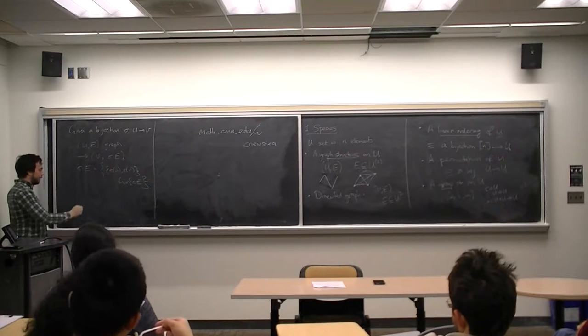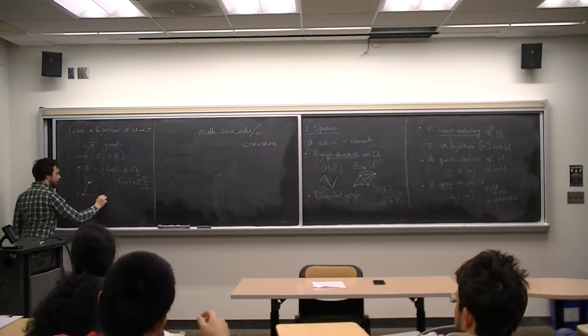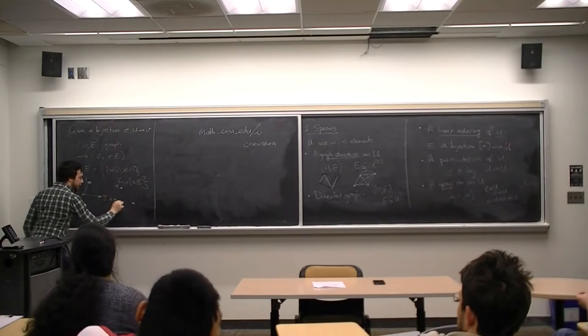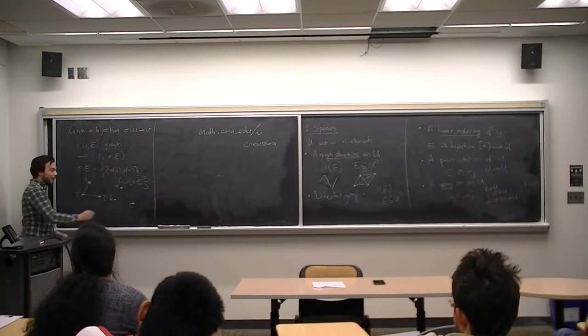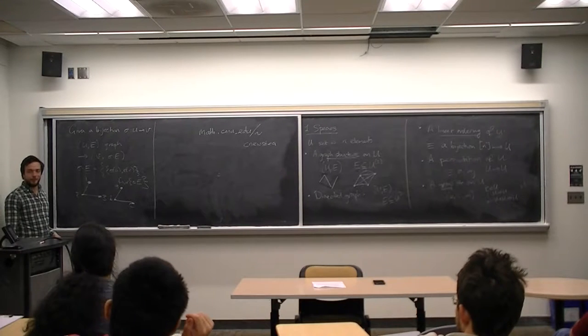So I guess I can draw this pictorially. Like if you have the graph 1, 2, 3, and then you have the elements A, B, C, and you map 1 to A, 2 to B, and 3 to C, the graph you end up with looks a little bit like this one. It's so trivial it almost hurts to write it on the board.